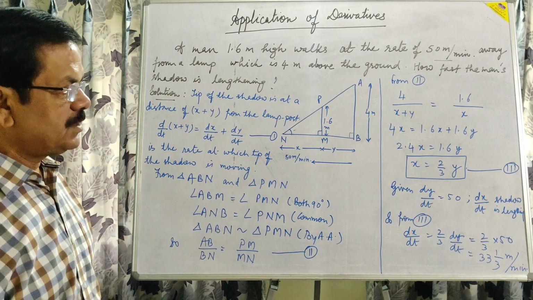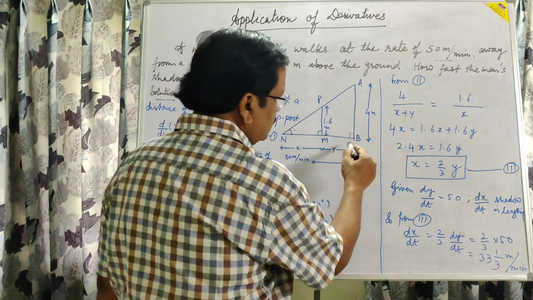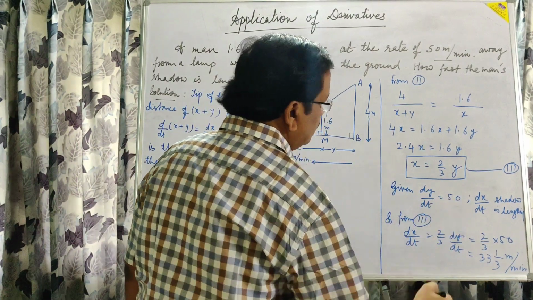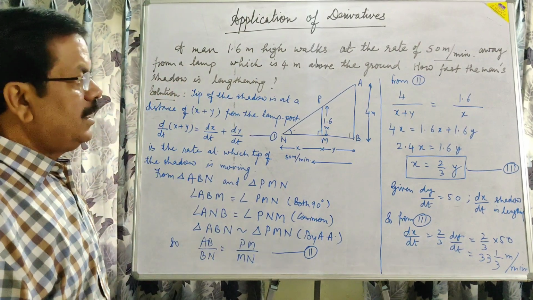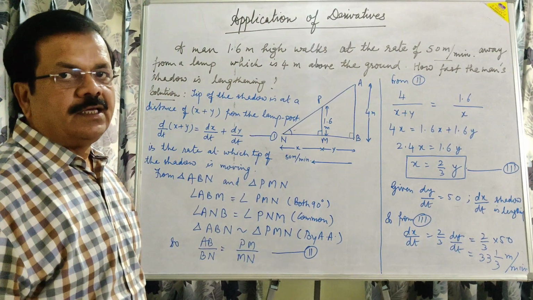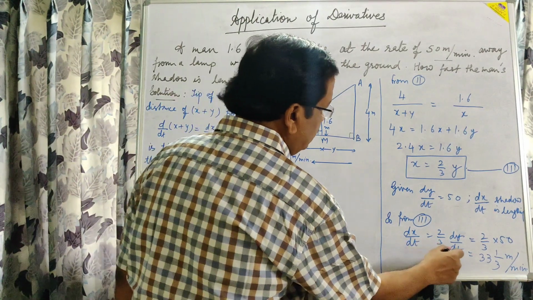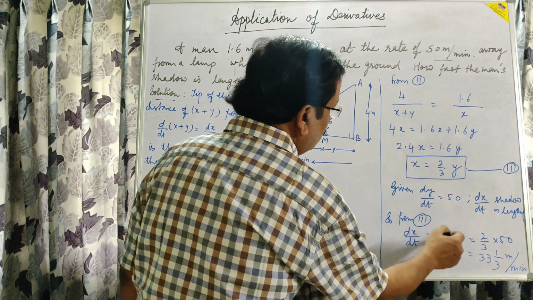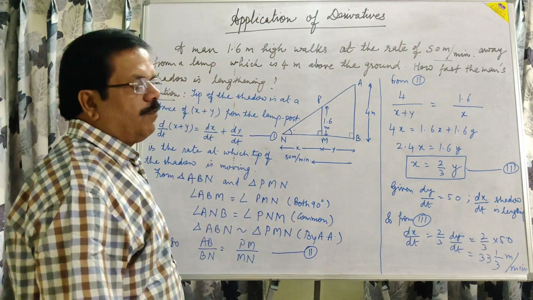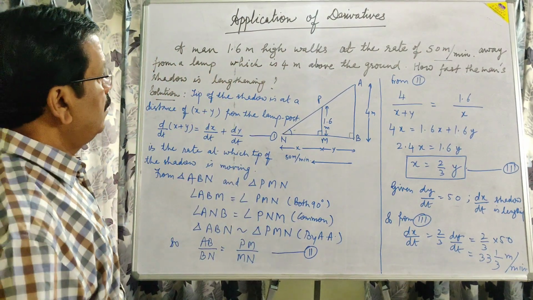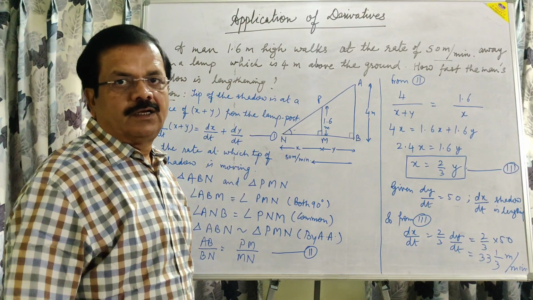Now differentiating with respect to t, because we are given that y is moving with respect to t at 50, and dx by dt we have to find out. So differentiating x is equal to 2 by 3 y with respect to t, we can write dx by dt is equal to 2 by 3 dy by dt. Substituting dy by dt is equal to 50, we get 33 whole 1 upon 3 meter per minute, the rate at which the man's shadow is lengthening. Now next question.